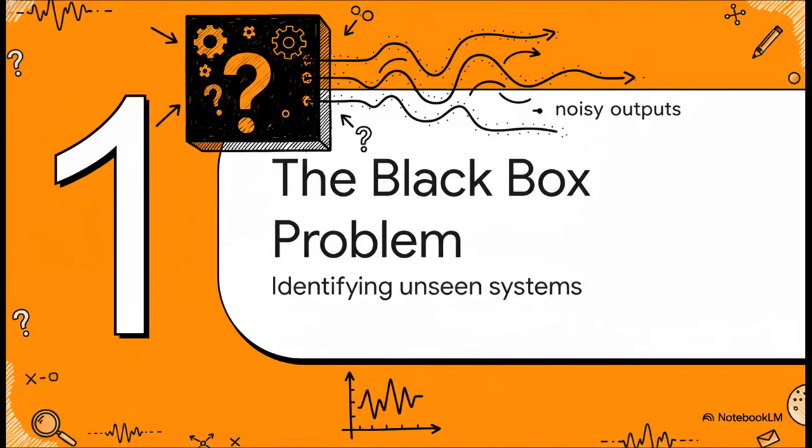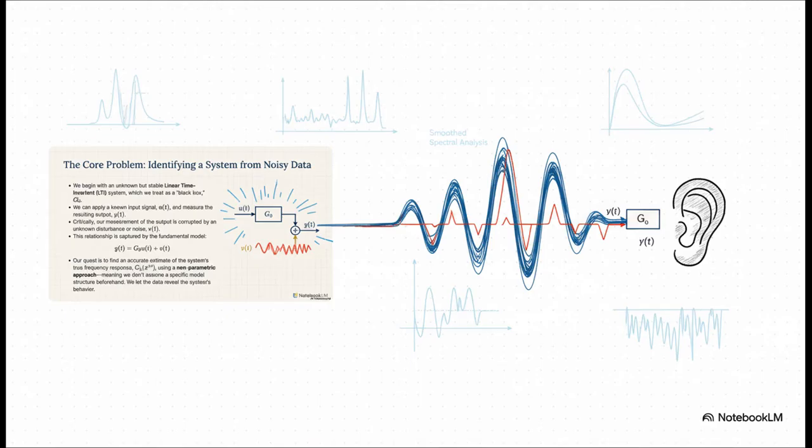Imagine you have some kind of system. It could be anything, an electronic circuit, a biological process, you name it, but you can't see inside. It's a black box. Our whole mission is to figure out what it's doing, but the only clue we have is its output. And that output is, well, it's messy. It's full of noise.